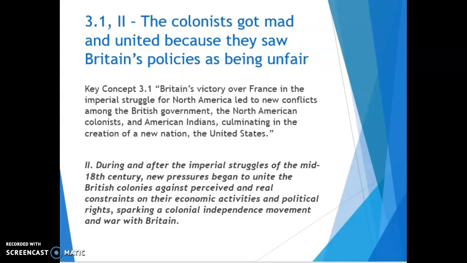And basically here you see key point 3.12, Roman numeral 2, and the gist of it, to simplify it and boil it down to its simplest theme: the colonists got mad and united because they saw Britain's policies as being unfair.